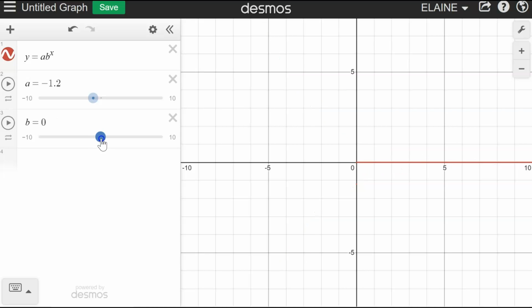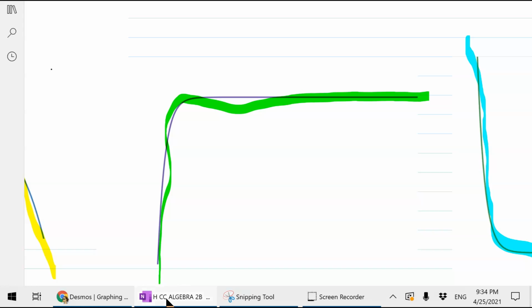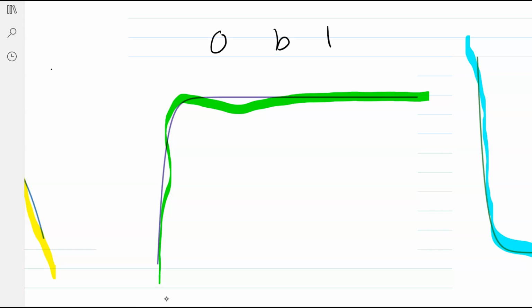Oop, falls apart there. So B has to be between 0 and 1.